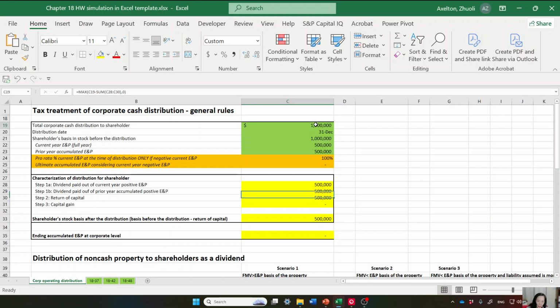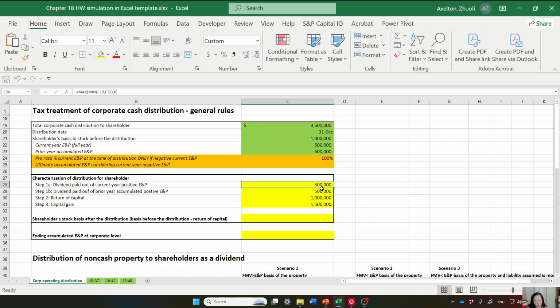But if I change this number to a much larger number, let's make this 3.5 million, to see how this impacts. We'll see step 1A is still the same, step 1B is the same, again equal to the current year E&P. Accumulated E&P, return of capital is 1 million, basically whatever the basis. Anything remaining is the 1.5 million, the capital gain. So it's again the tiered approach, right?